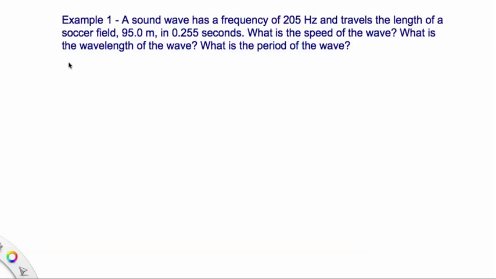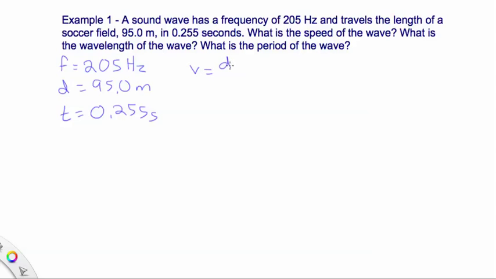So as always, we start by writing down what we know. Frequency equals 205 Hz. Distance it's traveling is 95 meters, and the time is 0.255 seconds. So to find velocity, we can do velocity equals distance over time.